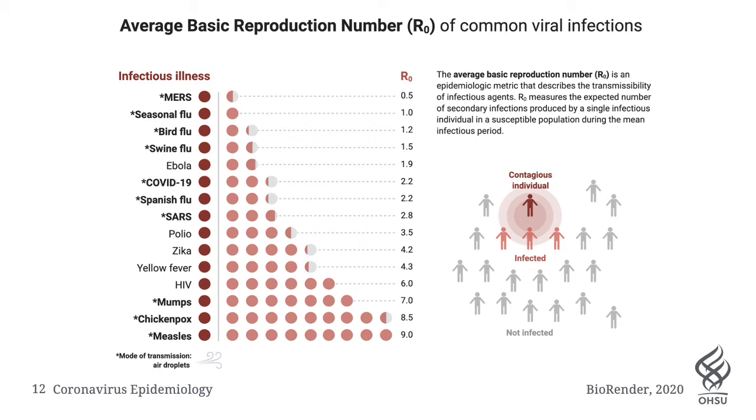For the seasonal flu, if one person walks into a room where nobody's had a flu shot, nobody has immunity, they're expected to infect one other person. With COVID-19, if a person with COVID-19 walks into a community with no immunity, like we have right now, they're expected to infect 2.2 people. Measles is the most infectious of any of these diseases listed. If somebody with measles walks into a community where no one has received their immunizations, they are going to infect 9 different people. And this really underscores the importance of vaccines and of building immunity in a whole population of people.